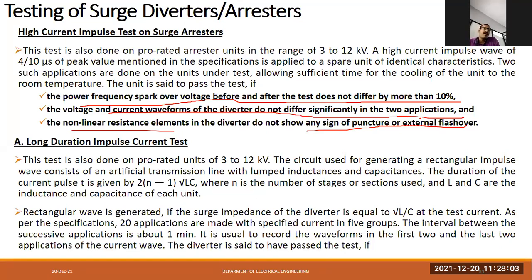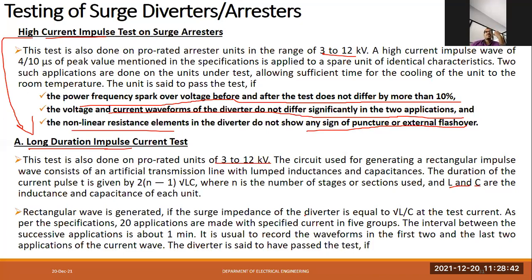There is another type of test, the long duration impulse test. As we have already seen, the high current impulse test is carried out for 3 to 12 kilovolt, and the long duration test is also carried out for 3 to 12 kilovolt. The circuit used for generating a rectangular impulse wave considers an artificial transmission line, in which we get lumped inductance as well as capacitance, that is L and C.